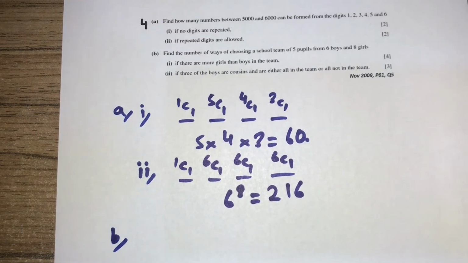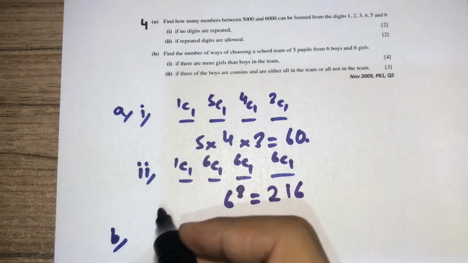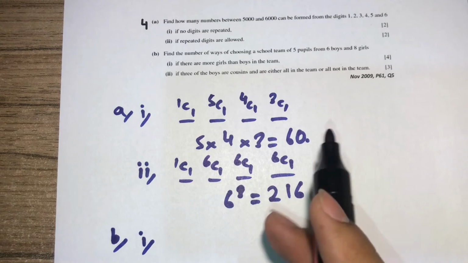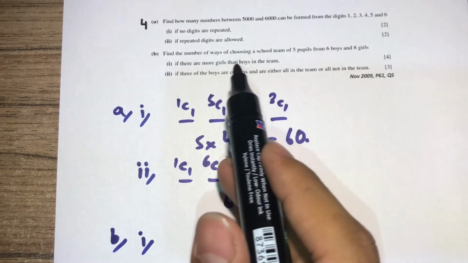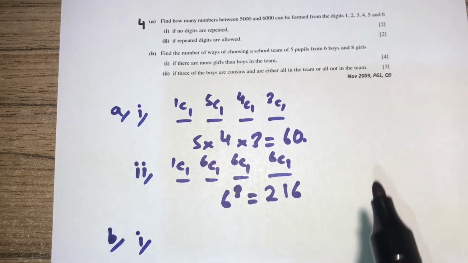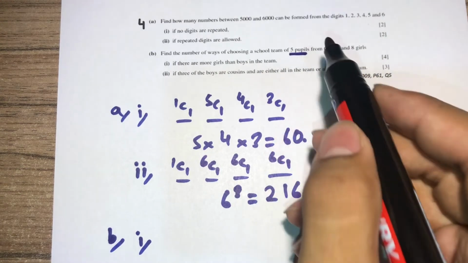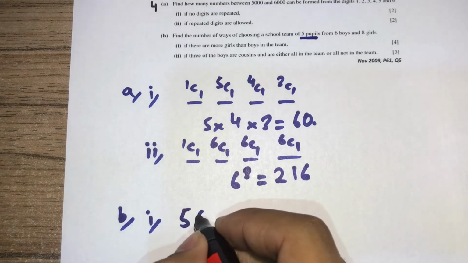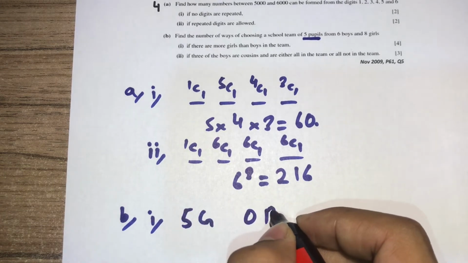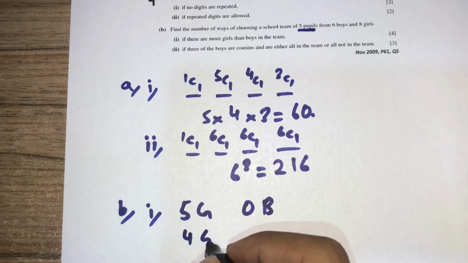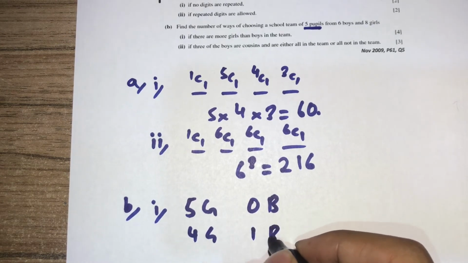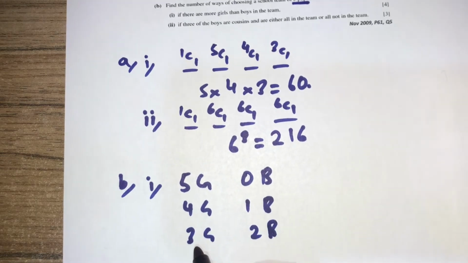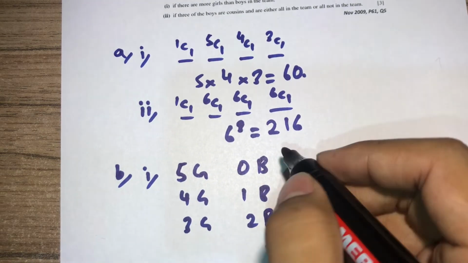Part B, find the number of ways of choosing a school team of 5 pupils from 6 boys and 8 girls if there are more girls than boys in the team. We have to select 5 and there have to be more girls than boys in the team. So it's possible that there are 5 girls and 0 boys, or 4 girls and 1 boy, or 3 girls and 2 boys. If we have 2 girls, then the number of boys will be more than the girls, so that's not possible.